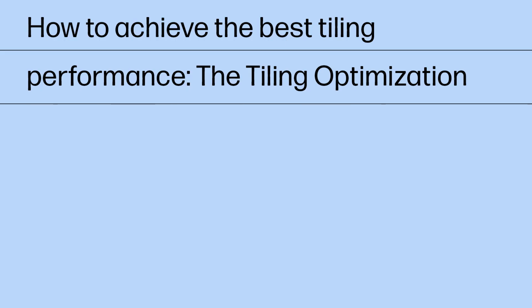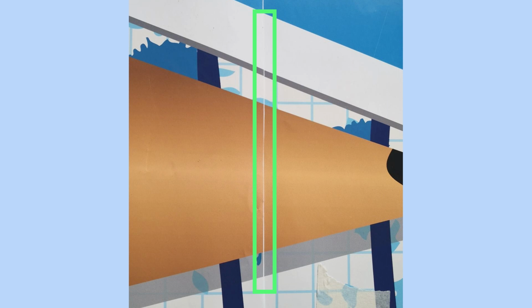How to achieve the best tiling performance, the tiling optimization. If the tiles do not meet the specifications, move to the tiling optimization slider for better results. If the tiles meet the specifications but the customer wants a higher performance, move to the stabilization plot.